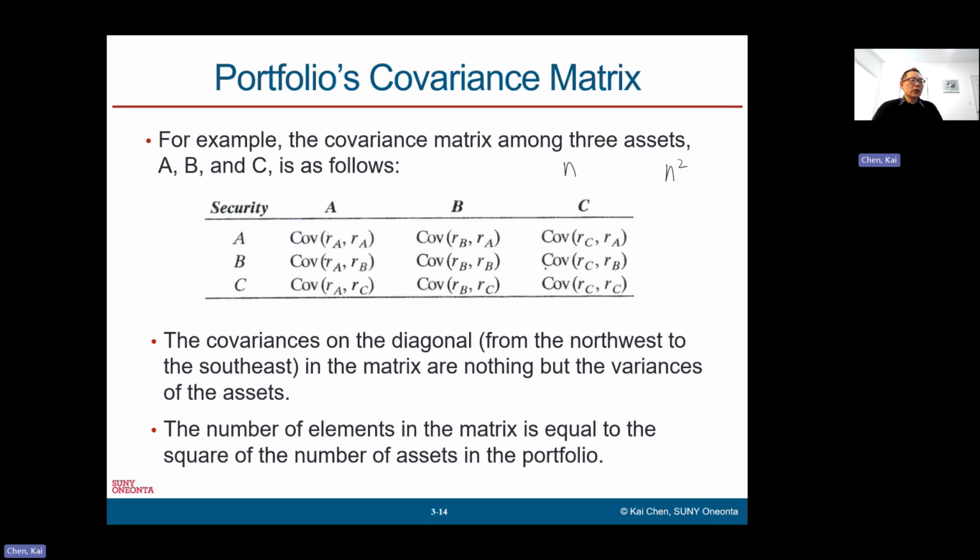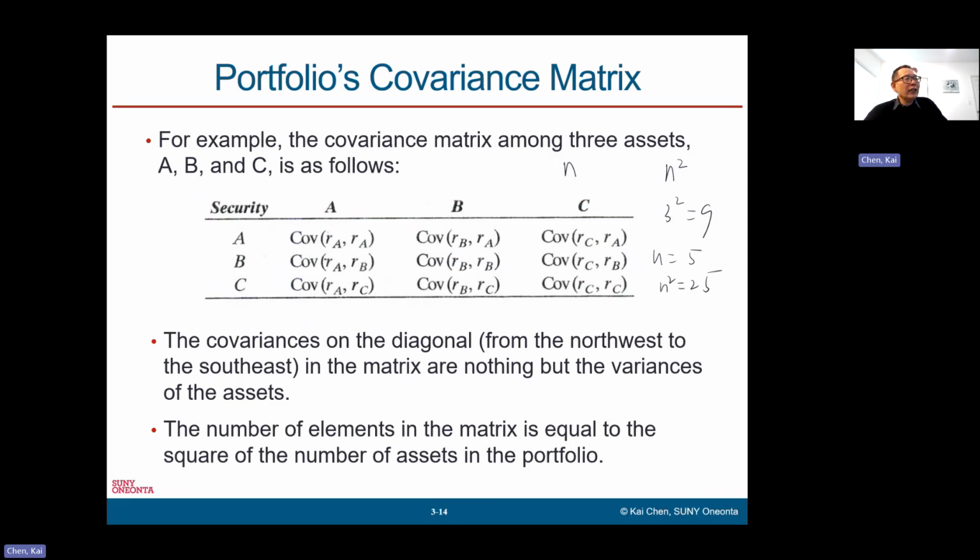In this case, we have 3 assets in the portfolio. Then in total, we have 3 squared, that is 9 covariances in the covariance matrix. If n equals 5, then how many covariances are there in the covariance matrix? That is n squared, then that is 25, right? So that is the covariance matrix.